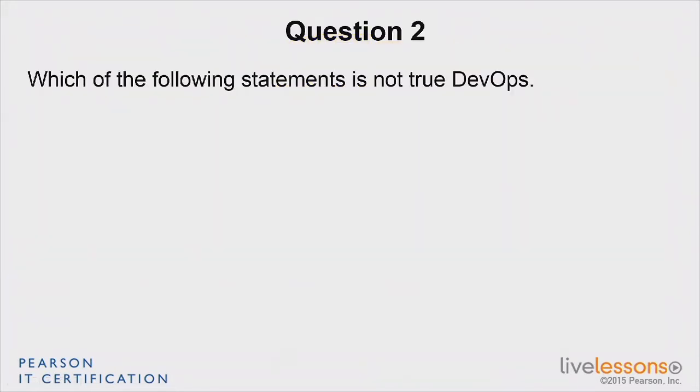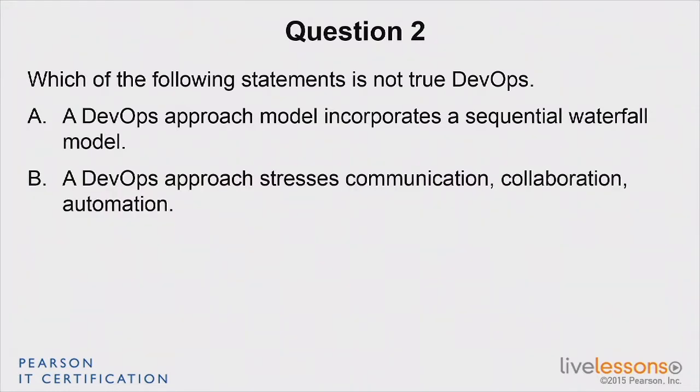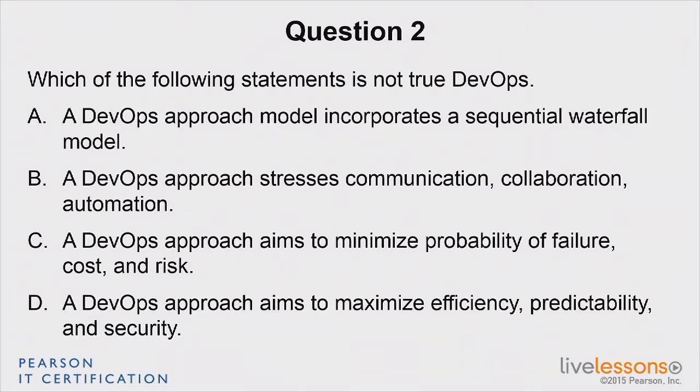Question 2. Which of the following statements is not true about DevOps? And we looked at DevOps as a development methodology. A DevOps approach model incorporates a sequential waterfall model. Remember, sequential waterfall is that you do one step at a time. You complete that step in its entirety before you go on to the next. A DevOps approach stresses communication, collaboration, and automation. A DevOps approach aims to minimize probability of failure, cost, and risk. And a DevOps approach aims to maximize efficiency, predictability, and security.